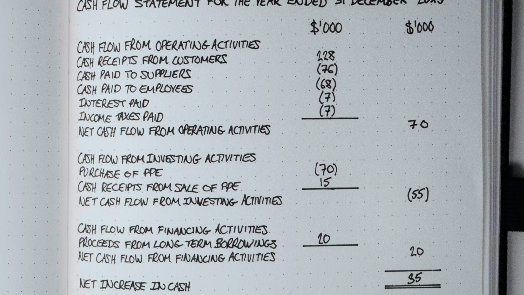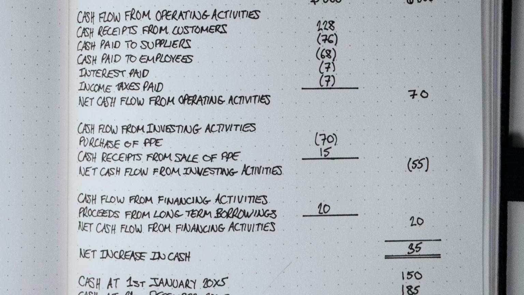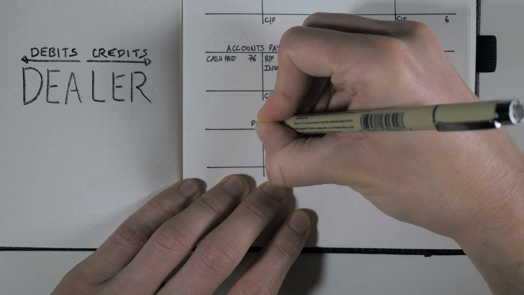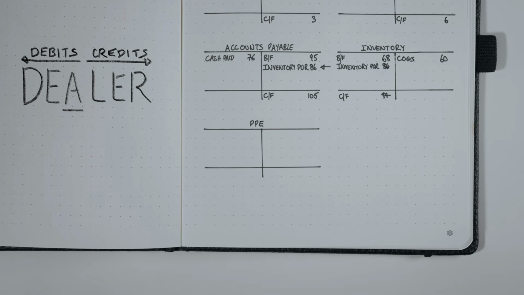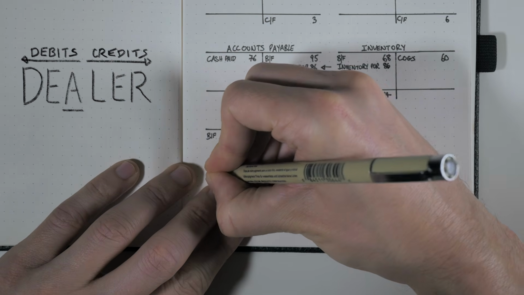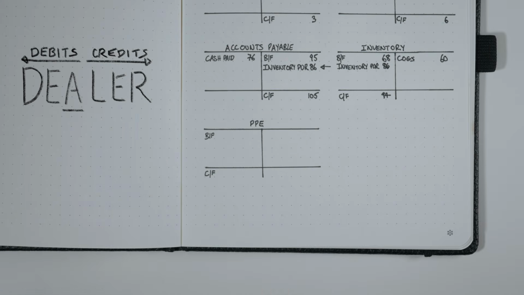In this cash flow statement, we have cash flowing out of the business from the purchase of plant, property and equipment, or PPE for short, and cash flowing back in from the sale of PPE. You might have guessed it already, but the balance sheet account that we need to calculate these numbers is plant, property and equipment. This account is an asset, which is the A in DEALER, so it's a normal debit account, and therefore our opening and closing balances go on the left-hand side.